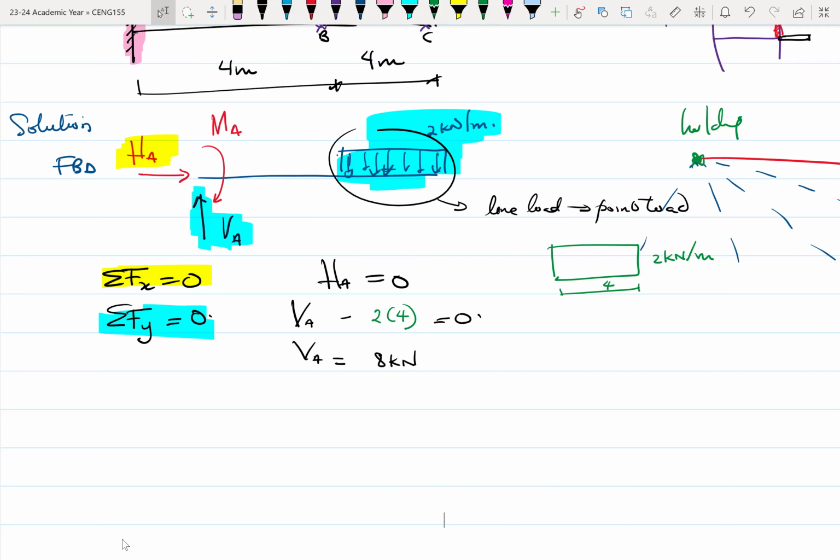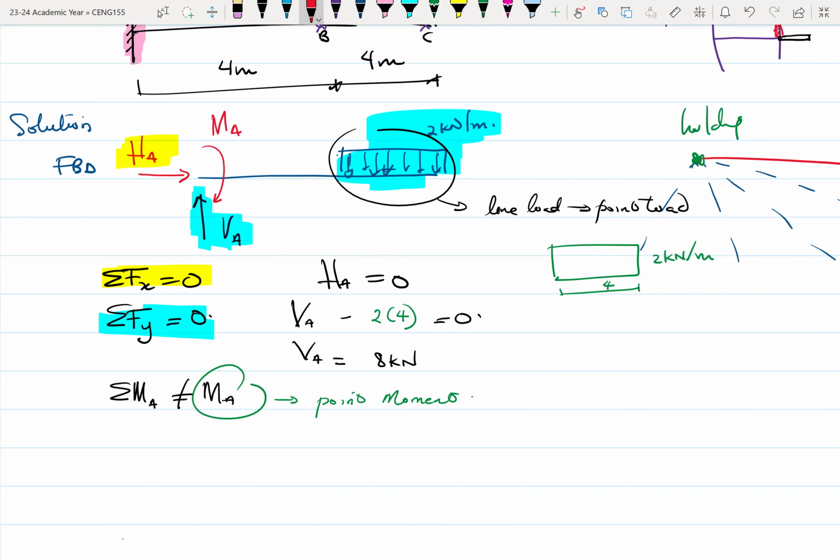So to find MA, please, summation of moment about A is not the same as MA. All right, so let me explain that so that we understand. MA here is what we call a point moment. Okay, so that's like a load.